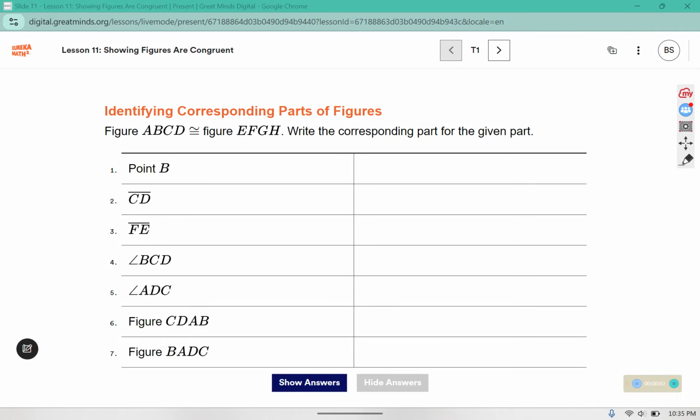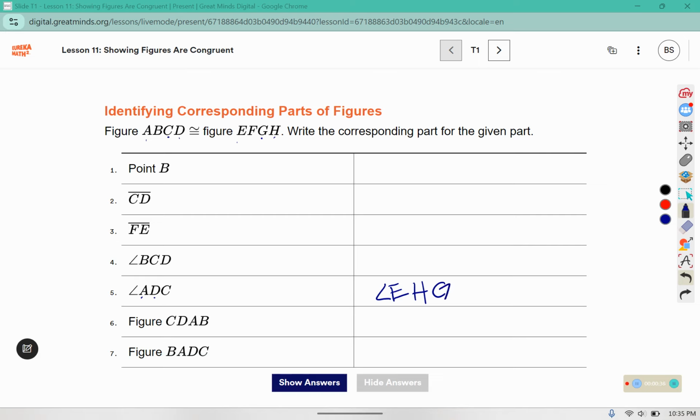In this warm-up, we're using a set of congruent figures to write corresponding parts of the figure. The order in which the letters are written tells us which one corresponds with which point from the second figure. So I see here that A is the first letter, so E is going to match up with A. D comes next, and that is the last letter, so it's going to match up with H. And C is the third letter, so it's going to match up with G.